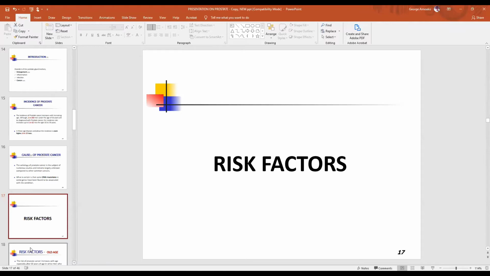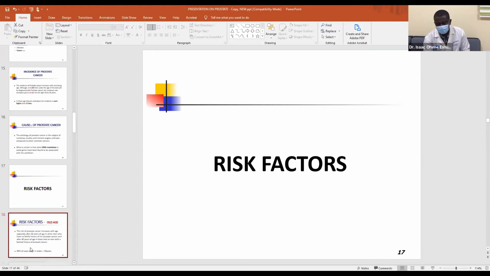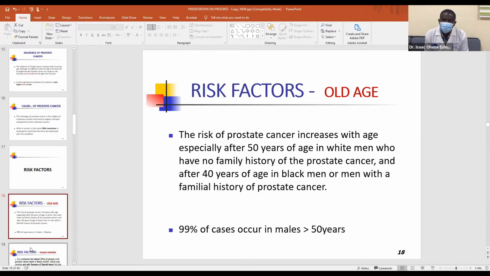Yeah, so continue. Since the causes are not known, at least we have to now focus on the risk factors, because knowing the risk factors and also working on them to a large extent will help you to reduce your chances. So the risk factors. Now, one of them is old age, and old age is a non-modifiable risk factor. When we say non-modifiable, it means there is nothing you can actually do about old age.